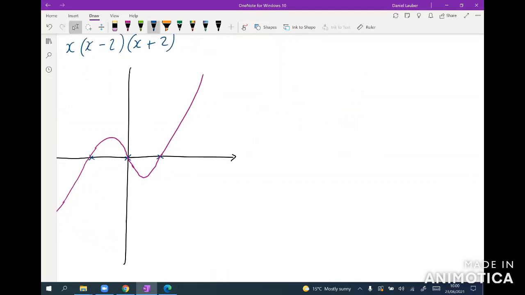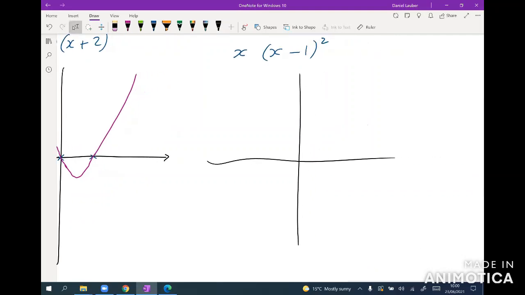Let's do one more type. x minus 1 squared. Well, again, we can just label on where it goes through the axis. So 0 and 1. We know that this x minus 1 squared must be just touching. So again, just come up, say, okay, well, we have to go through here, and then we just have to touch there, and then we're done. So you can see it's very simple. Make sure you're very comfortable with sketching cubics.